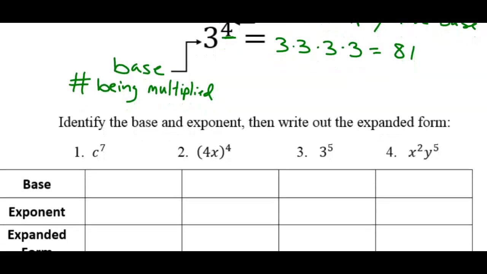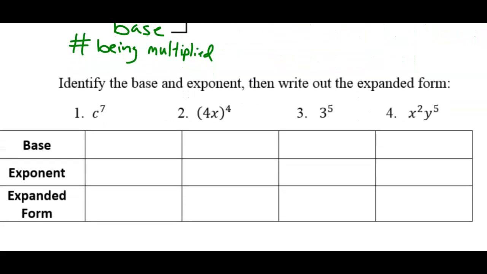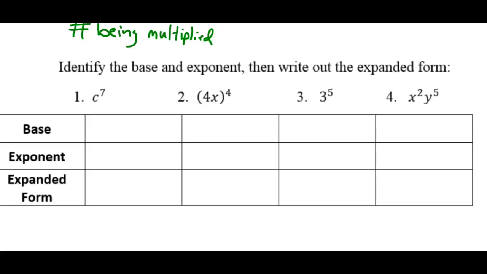These are jacked up on yours. They're all shifted over here. But if you would pay attention up here, c to the 7th, what's my base? C. What's my exponent? 7. If I were going to write that out to figure out my answer, how many C's am I going to have? 7. 1, 2, 3, 4, 5, 6, 7. Okay?